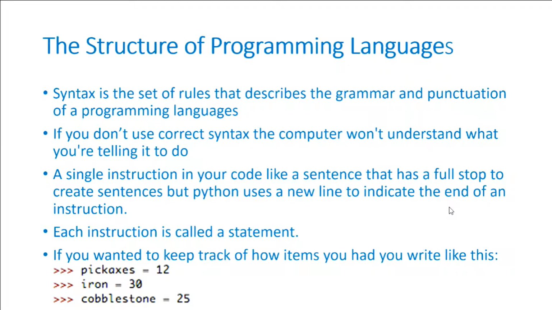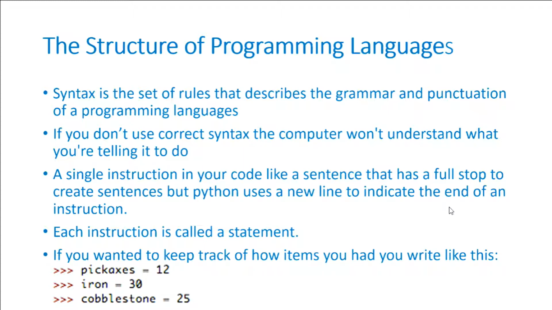The structure of programming languages. Syntax is a set of rules that describes the grammar and punctuation of a programming language. If you do not use correct syntax, the computer won't understand what you're telling it to do. A single instruction in your code is like a sentence that has a full stop, but Python uses a new line to indicate the end of an instruction. Each instruction is called a statement.